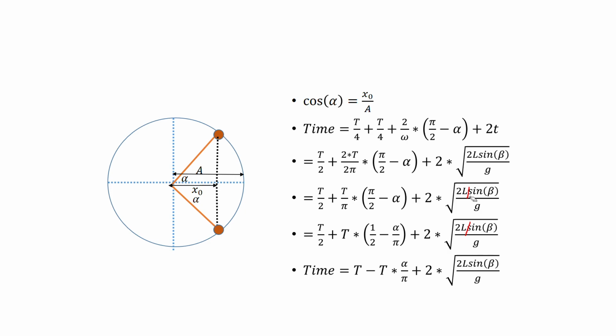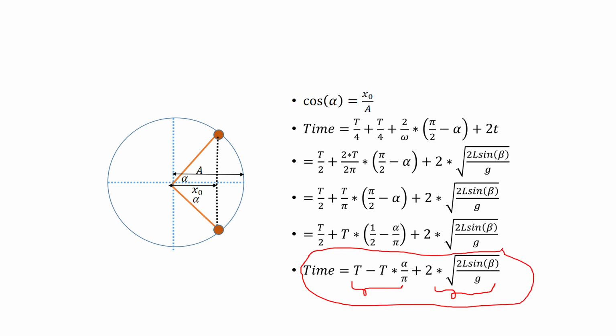So total time taken will finally be T minus T into alpha upon pi plus 2 into square root of 2L sine beta by g. So this part is our time for this simple harmonic motion, and this is the time for ascending and descending along the inclined plane. So this value is our total time taken, which is partly contributed by the simple harmonic motion and partly by this periodic motion. Thank you.